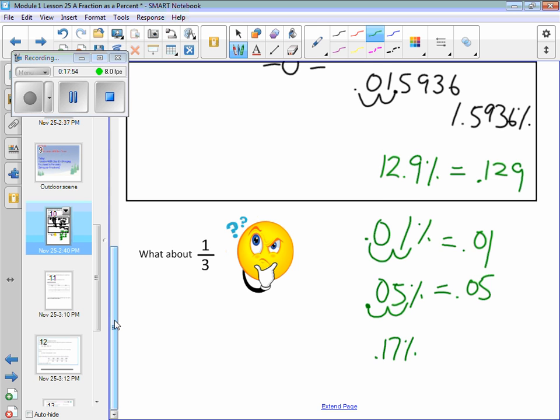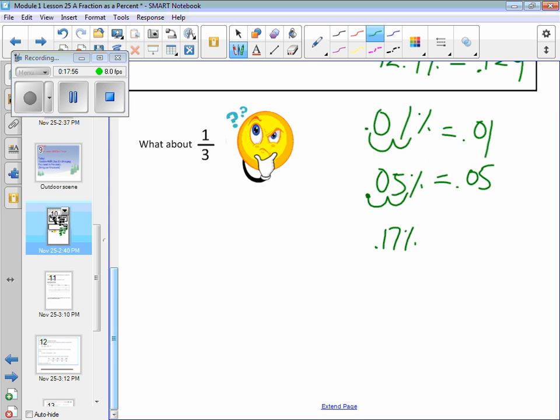0.17%. Lily. Wait, what was it? 0.17%. What's the decimal equivalent? 0.00. Yes. Move it twice. Drop the rock. Add 2 eggs into the empty nests. 0.0017. Come up and get a ticket.